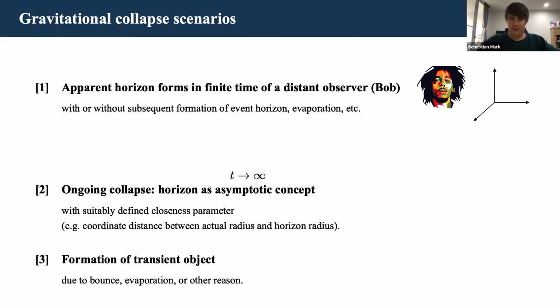And the third option is that due to evaporation or maybe some other reason, a transient object is formed where the minimal value of this closeness parameter is reached at some finite time of a distant observer, but then it can increase after.